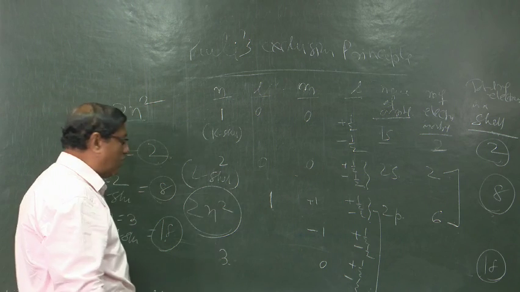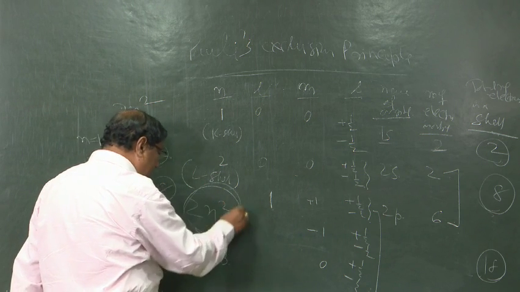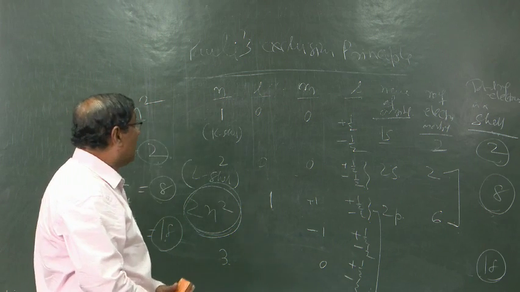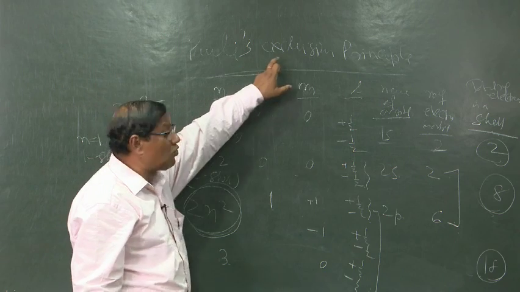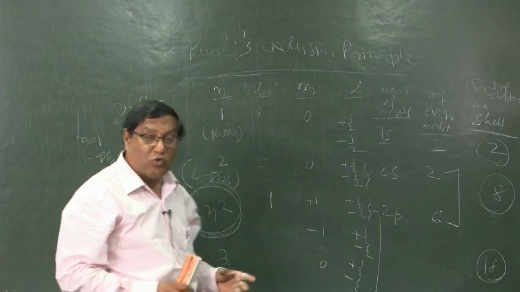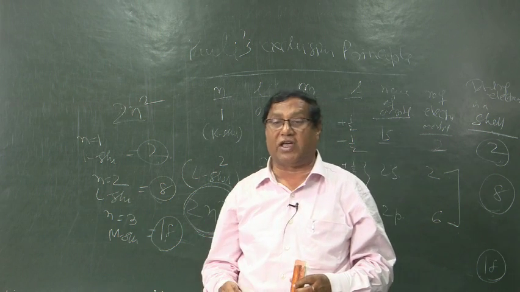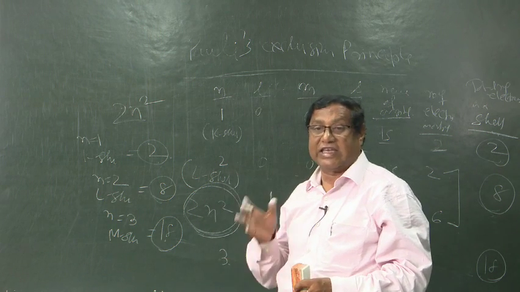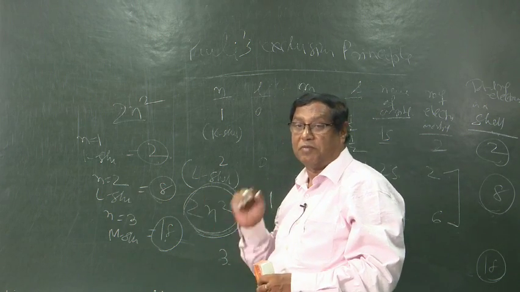So we arrive at this conclusion that the total number of electrons in a particular shell is 2n square. Therefore, this is derived from the Pauli exclusion principle. It is called the exclusion principle, meaning it excludes the possibility of accommodating more than 2n square electrons. So a shell cannot accommodate more than 2n square electrons, that is why it is called the exclusion principle.